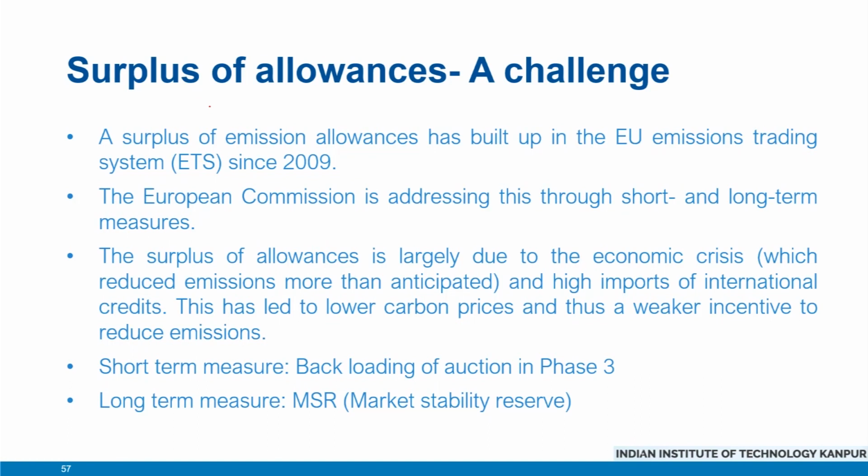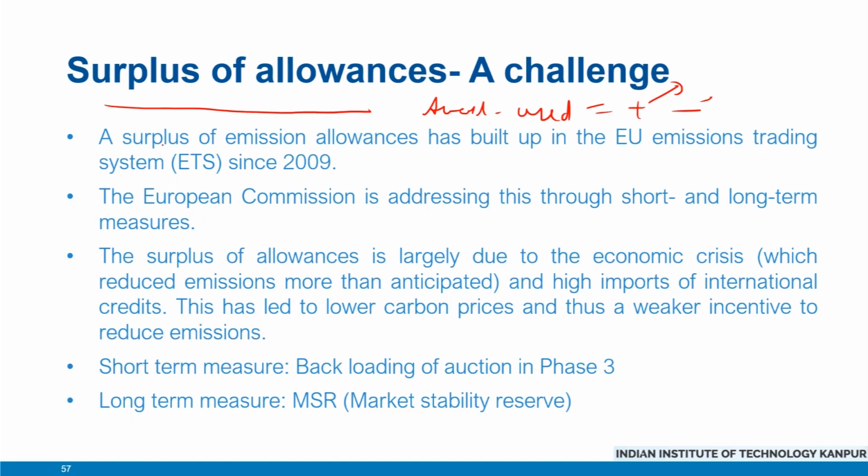To begin with, let us define what is surplus of allowance. Surplus of allowances is defined as the difference between the cumulative amount of allowances available for the compliance at the end of a given year and the cumulative amount of allowances effectively used for the compliance with the emissions up to that given year. The negative amount would indicate a shortfall. So positive is surplus, negative is shortfall here.